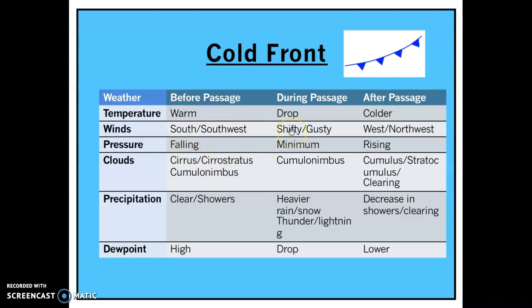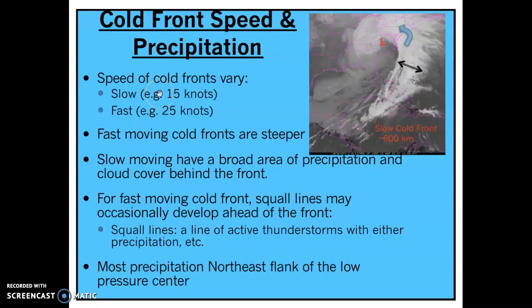Again, the pressure falls and is at a minimum during passage. The winds shift 90 degrees as it passes, and you get precipitation a little bit before and a little bit after, but the heaviest precipitation is directly on the front because that front is so sharp and so steep. So again, while they pass, it can pass at different rates. These are relatively set speeds of 15 knots, 25 knots, somewhere in that range. You can see cold front extending through this area on this map.